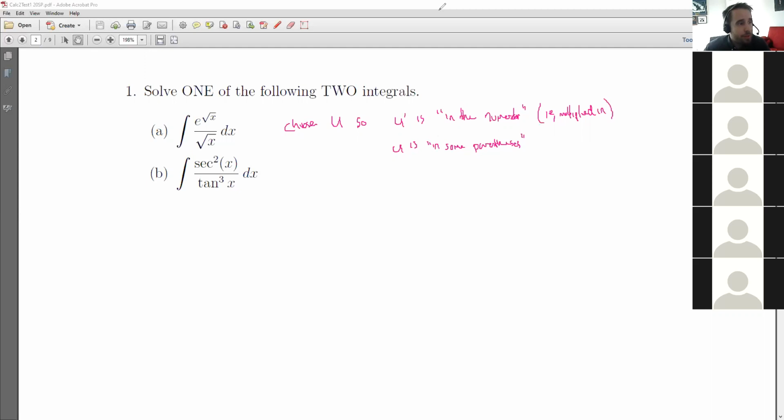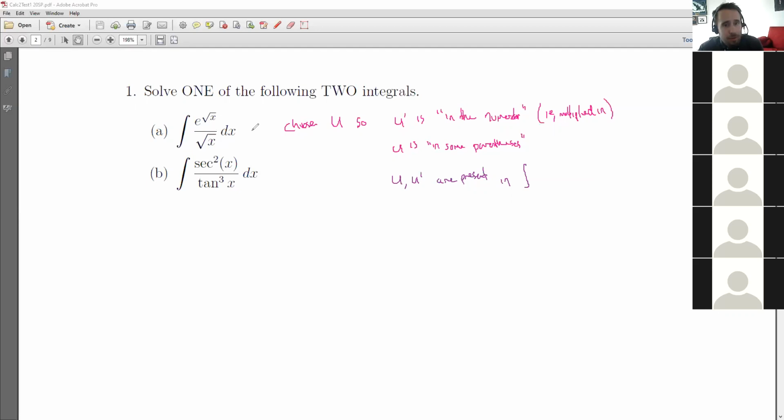And so if we think through this, maybe I should say both of these are sort of contingent on having both U and U prime present in the integral. So what does that mean? Well, if we look at this first one, we see that we have just a few core components, right? We have this E, we have this root x, and we have this root x.